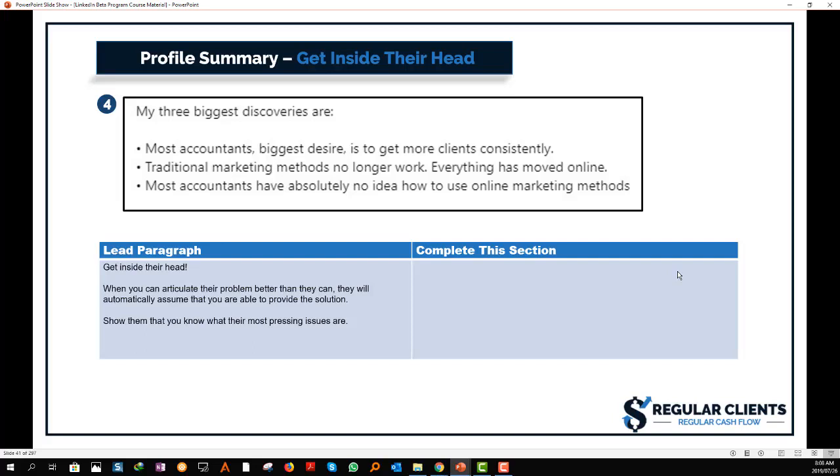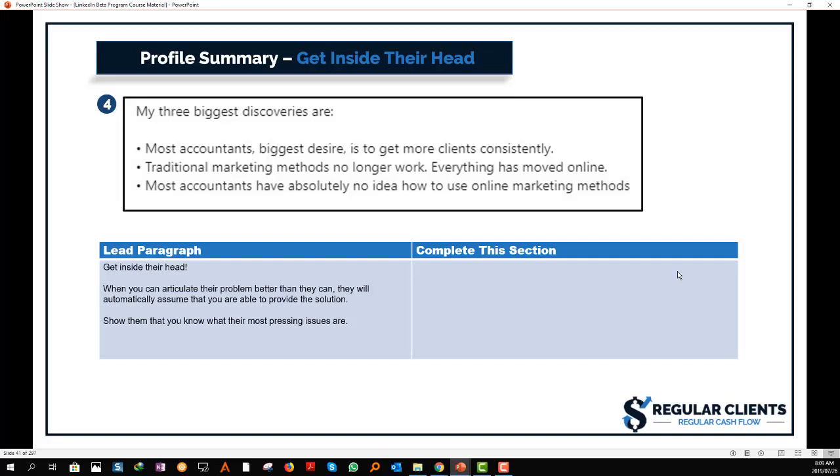5 years ago, I'll just give you an indication, when I tried to get accountants online, I battled like crazy. Today they're phoning me. The world has just changed. It's moving that way. And then the last point there is most accountants have absolutely no idea how to use online marketing methods. And again, that is 100% true.